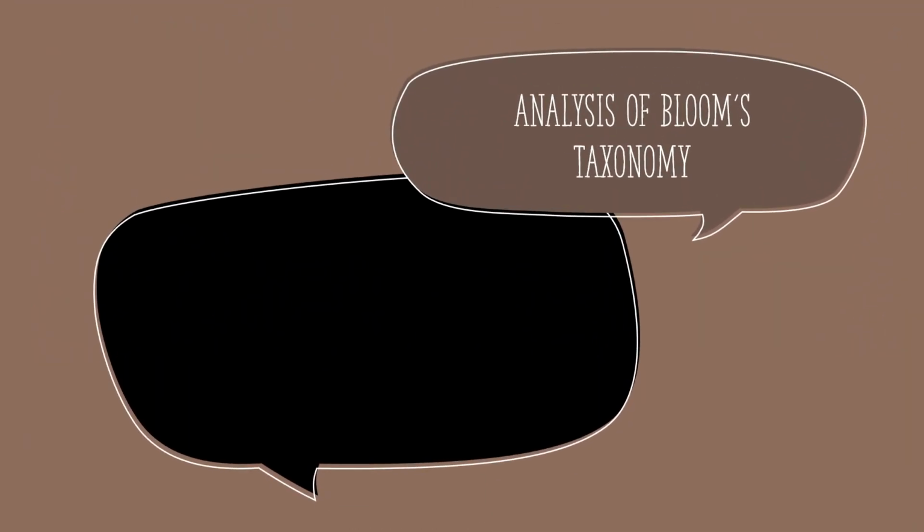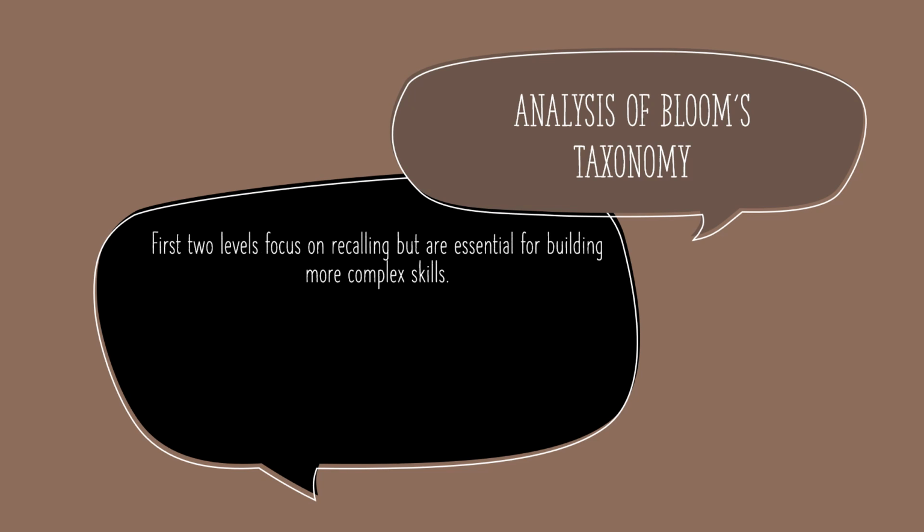Analysis of Bloom's taxonomy. The framework is divided into 6 levels, each representing a different level of cognitive complexity. The first 2 levels, remembering and understanding, are focused on recalling information and comprehending it in a meaningful way. These levels provide the foundation for higher order thinking skills and are essential for building more complex skills.